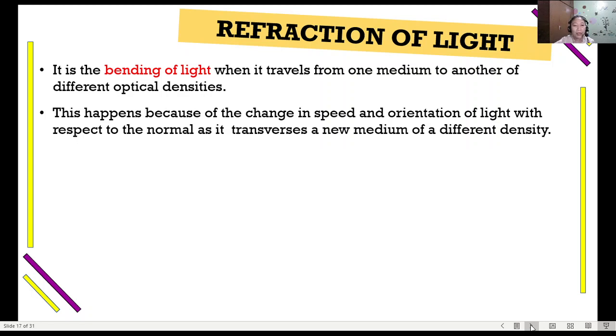So, pag tumama yung light doon sa mga medium na sinabi ko, magbe-bend ang light. Ganon din yung sa sound, di ba? Cooler air, warmer air, nagbe-bend. Ayan. So, this time naman, we talk of light.